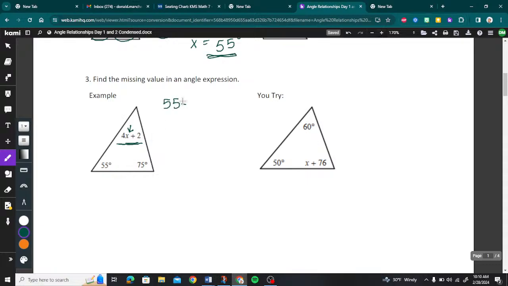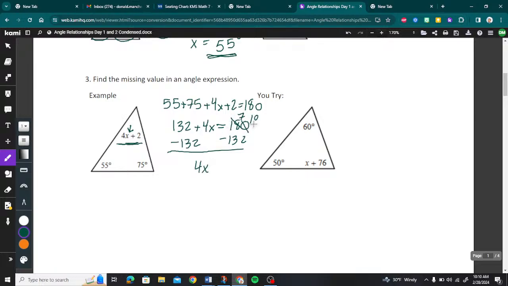We still say 55 plus 75 plus 4x plus 2 has to equal 180. So 55 plus 75 is 130, plus 2 is 132, plus 4x. That equals 180. We subtract the 132 from both sides, and then 4x equals 48: this is 10, this is 17, 10 minus 2 is 8, 17 minus 13 is 4. And we divide both sides by 4, and x is 12.